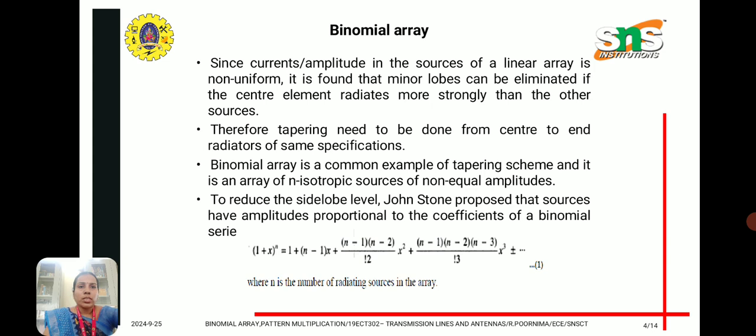In the binomial array, since current amplitudes in the sources of the linear array are non-uniform, it is found that minor lobes can be eliminated if the center element radiates more strongly than the other sources. Therefore, the tapering needs to be done from the center to the end radiators of the same specifications. Binomial array is a common example of a tapering scheme, and it is an array of n isotropic sources of non-equal amplitudes. To reduce the side lobe level, John Stone proposed that the sources have amplitudes proportional to the coefficients of the binomial series, as given in this expression.